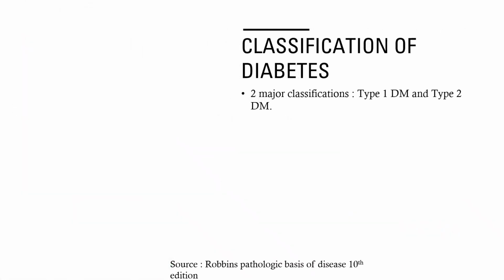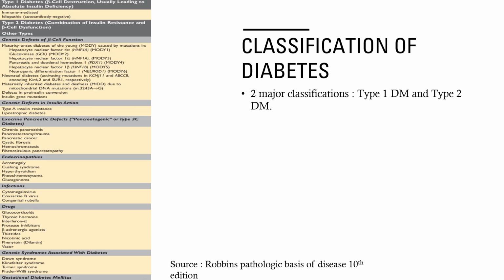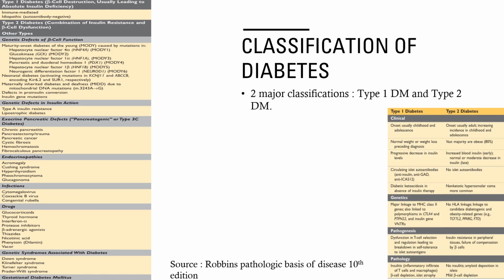Diabetes can be classified into two commonly known major classifications. One is type 1 diabetes mellitus and the other is type 2 diabetes mellitus. But apart from that, there are other types of diabetes mellitus. The first is genetic defects of beta cell function. Genetic defects of beta cell function lead to one of the major disorders called MODY, or maturity onset diabetes of the young.